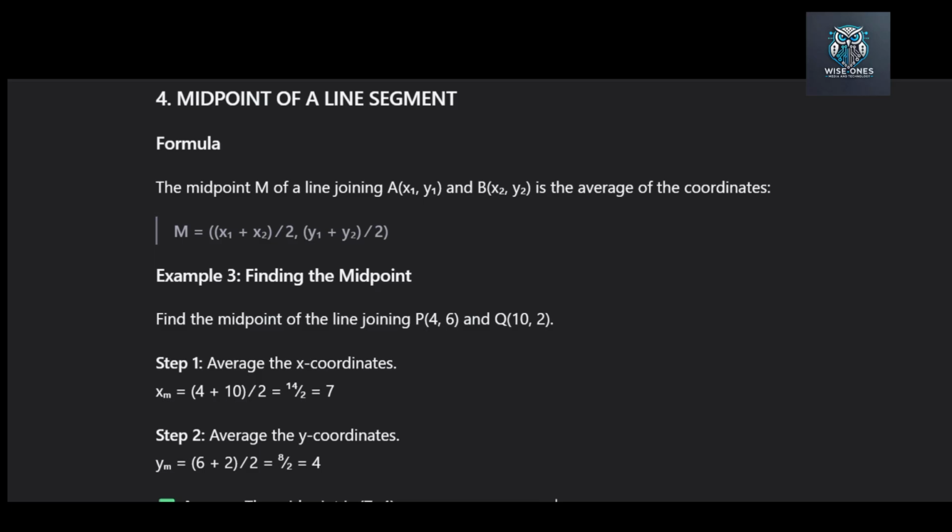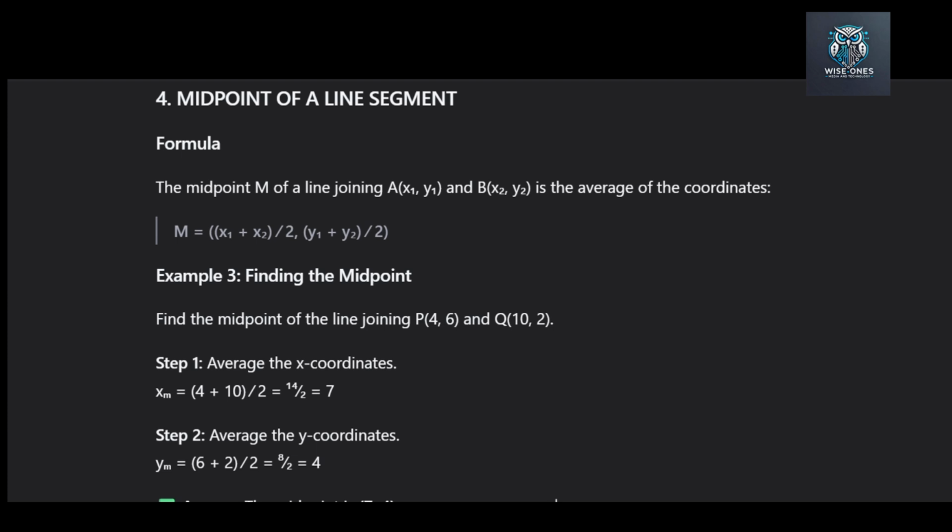((x1 plus x2) divided by 2, (y1 plus y2) divided by 2). You just add the x values and divide by 2. Then add the y values and divide by 2. Let us look at example 3. Finding the midpoint. Find the midpoint of the line joining P (4, 6) and Q (10, 2).